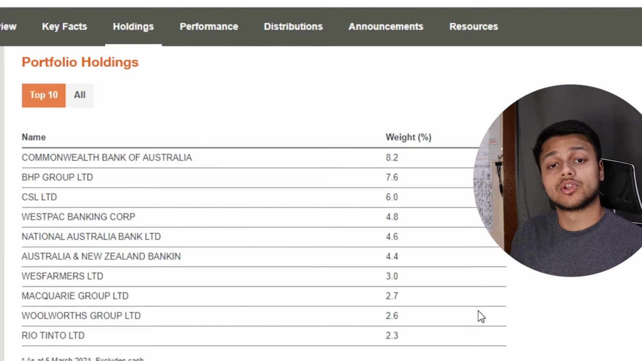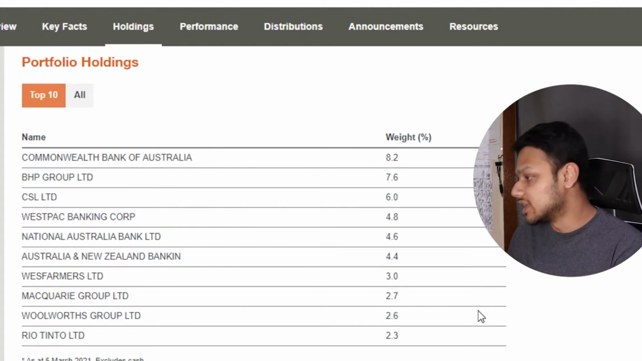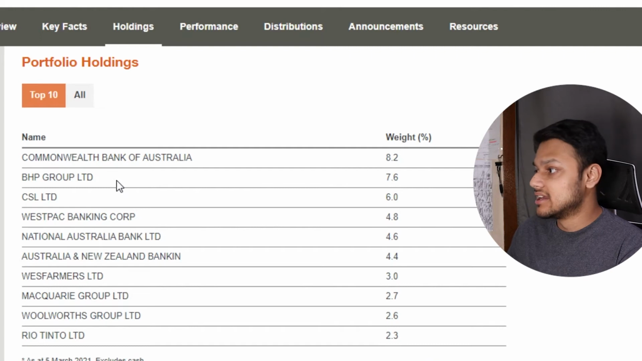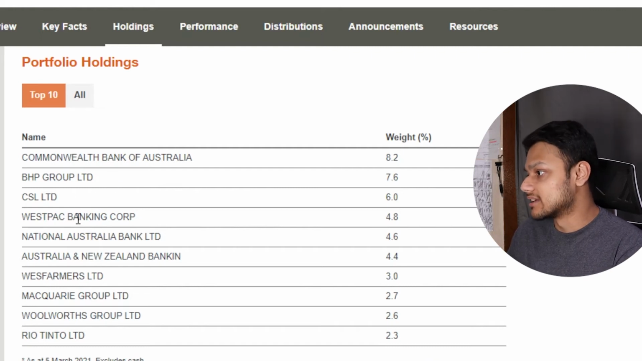Now let's look at the portfolio holdings, which are arguably the most important part of any ETF. Here you guys can see that the largest holding is CBA, which is 8.2%. And then you've got BHP, CSL, Westpac, and a few banking stocks down there, and some other stocks as well.